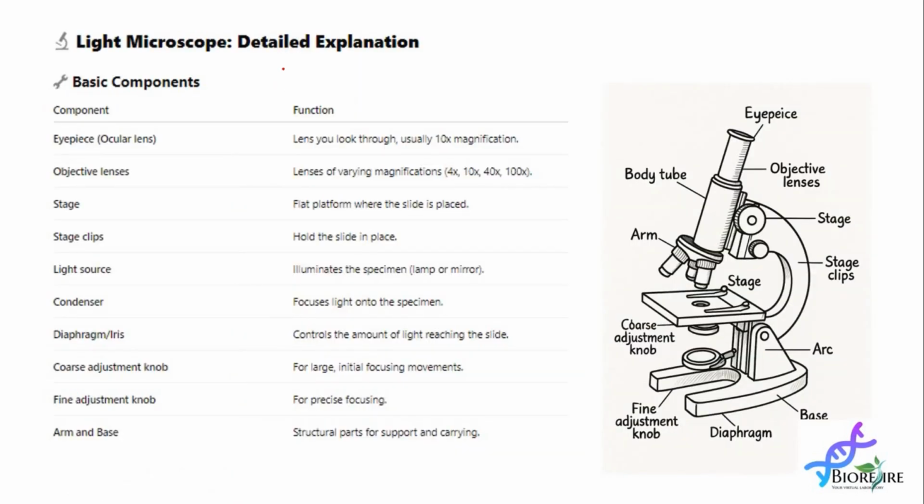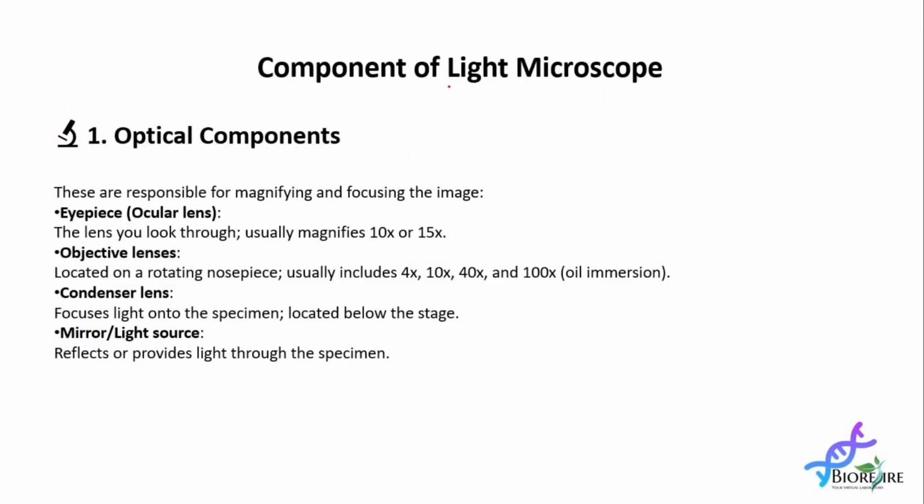Now we discuss the key components of a light microscope. First, we require the eyepiece lens, also known as the ocular lens. This is the lens you look through, by which we easily visualize the image, and its magnification power is 10x to 15x.